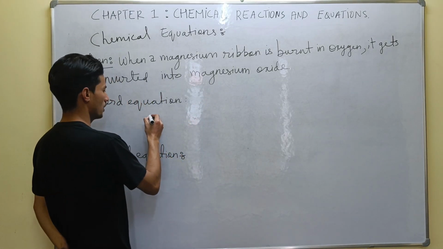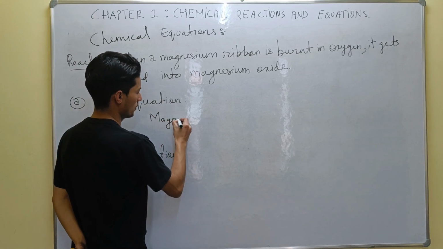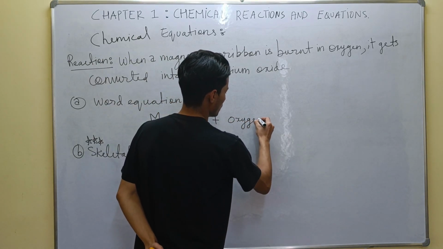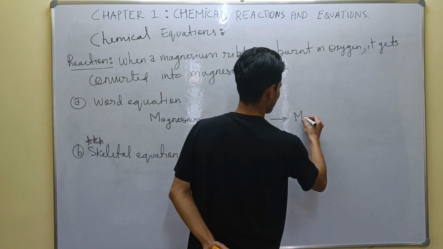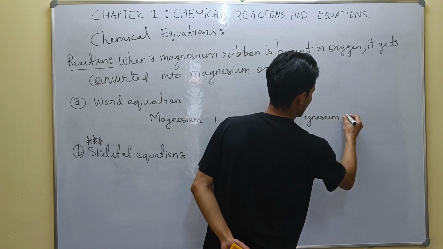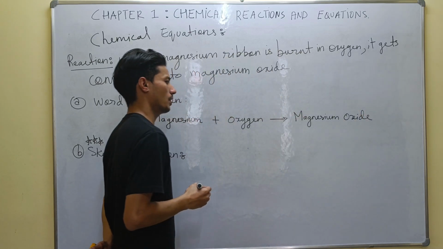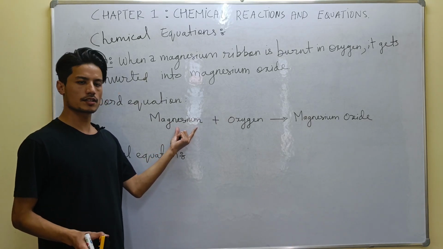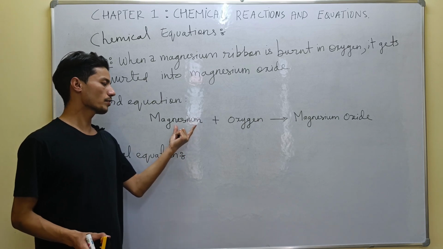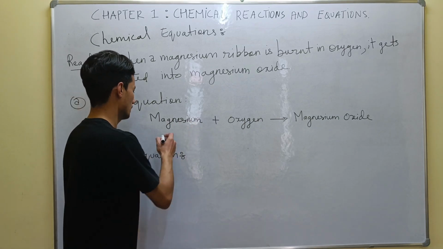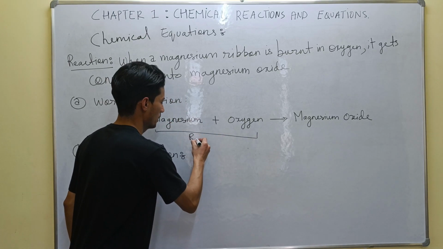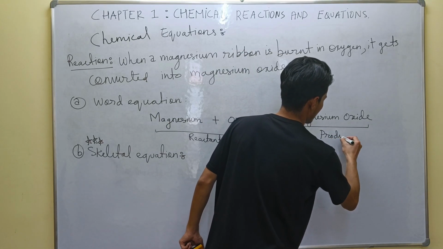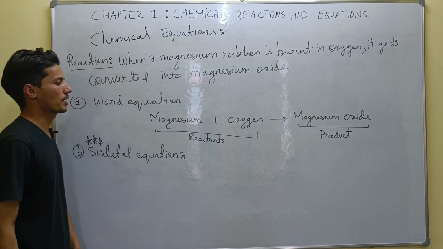If I were to represent this reaction in a word equation, I'll be writing like this: magnesium plus oxygen gives magnesium oxide. This is how we write in word equation, where we write the names of the substances directly. Magnesium and oxygen are the reactants, and magnesium oxide is our product. This is how we write a chemical reaction in word equation.